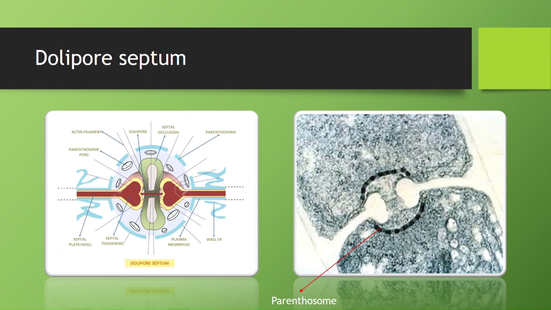On either side of this barrel-shaped structure, or dolipore septum, you can see two structures. On the right side you can see these black structures. These are called parenthosomes. These parenthosomes allow only some of the materials through and stop others, so the communication between the cells is controlled by this parenthosome. It is named differently by different scientists.